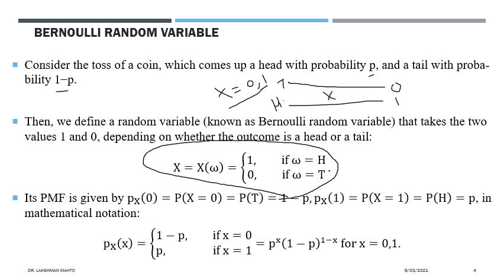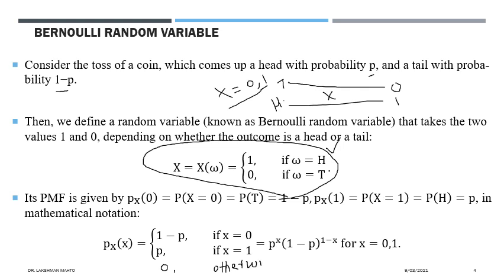Similarly, we define the probability mass function for x equal to 1, which is associated with getting a head. So what is the probability of getting a head? That is p. So we can say the probability mass function for this Bernoulli random variable takes 1 minus p when x is 0 and p when x equals 1, and otherwise it is 0. If x is other than 0 or 1, then the value of the probability mass function is 0.